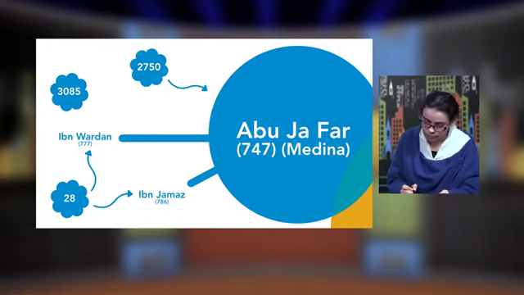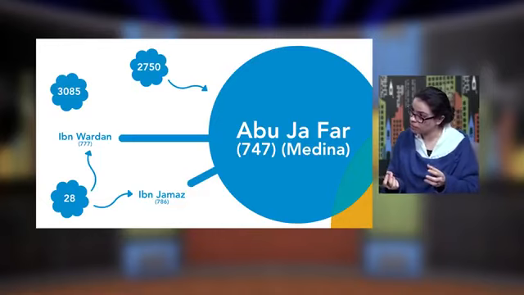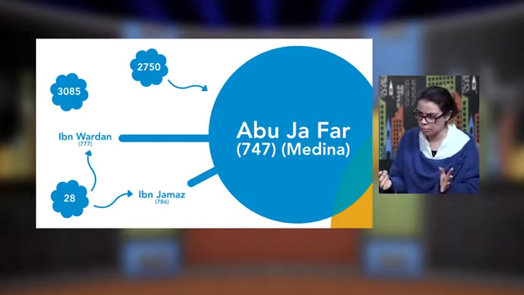My goodness. And we've got variations between Ibn Wardan and Ibn Jamaz. It's only 28. So they really do agree quite a bit, those two. It's a pretty small number when you compare with 5,000. Compared to what we're looking at on the other side, you're right.